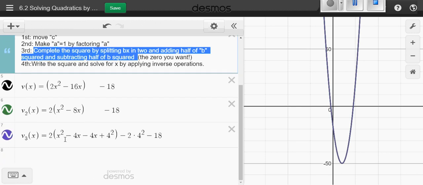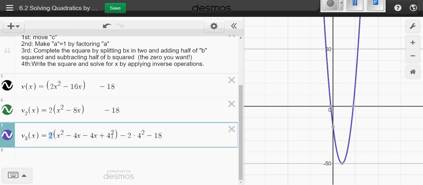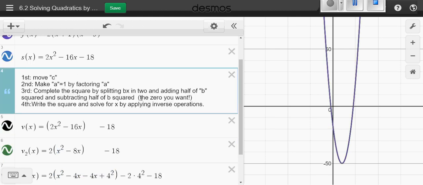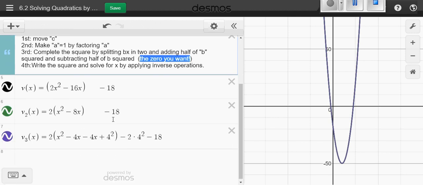So the square is complete. But note that I had to do 2 times this, and I had to subtract it because I just added it. So that's the 0 I want. Anyway, come back here. I have to do 2 things now. Write the square and solve for x by applying inverse operations.